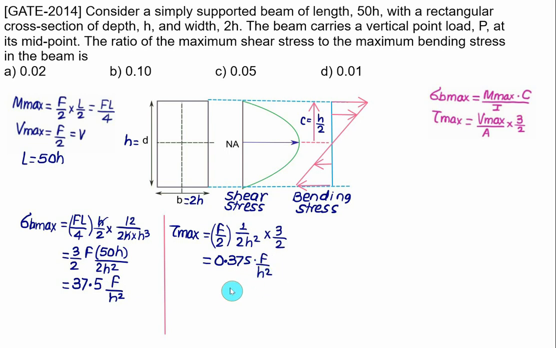So independently we have calculated the value of sigma max and tau max, and now we are interested in the ratio of maximum shear to maximum bending stress. The ratio you have to calculate is tau max by sigma b max. Tau max is 0.375 F by H square, so F by H square gets cancelled, and we have tau max equal to 0.375 divided by sigma bending maximum equal to 37.5. So this answer is very close to 0.01. It means that the magnitude of the shear stress is negligible as compared to bending stress. Choice D is the correct choice.